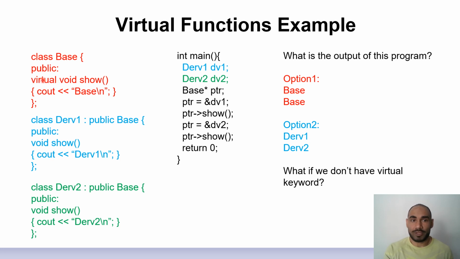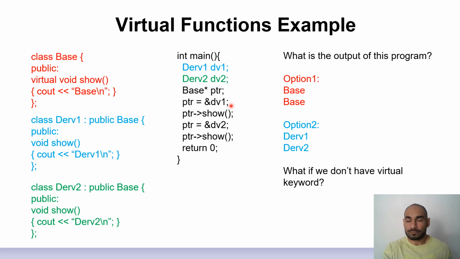If we omit the virtual keyword from here and we just have void show, in that case we will be getting this output. Okay, so what it means is that this virtual keyword allows us to decide at runtime which function gets called based on what kind of object the pointer is pointing to. Okay, so with this example you kind of understand what virtual functions help us to do.